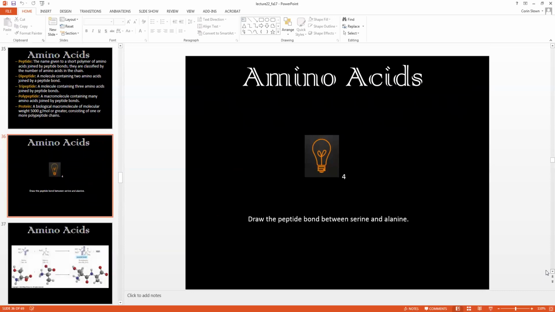We need to be able to draw the peptide bond between serine and alanine. In order to do so, we have to recognize that a peptide bond is an amide bond. So take a moment, think about the structures of serine and alanine, and then think about drawing an amide bond between them. If you need to, press pause and then come back to check your work.